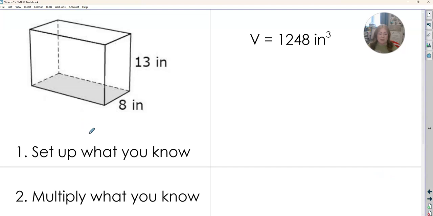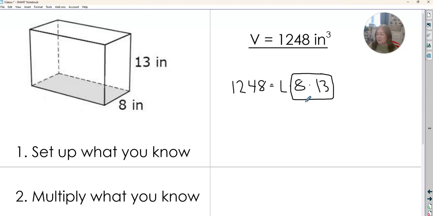Okay, our next one has the volume. It gives us the volume. We're working backwards. We're going to set up what we know. So the volume is 1248, and that equals the length. So we don't know the length, but we're going to times that by the width of 8 and the height of 13. So now we're going to multiply what we know. So we can do 8 times 13. So you can use your calculator to answer that. So now we have L times whatever 8 times 13 is.